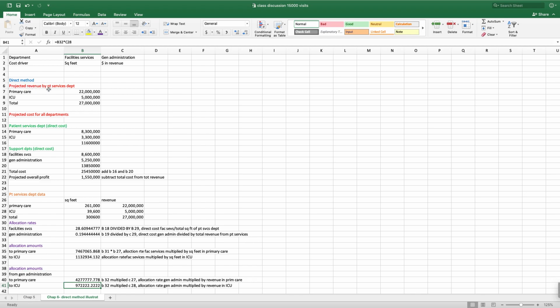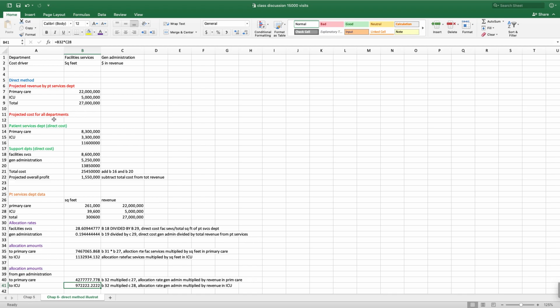The projected revenue by patient services department is calculated first. So primary care revenue is 22 million and the revenue by ICU is 5 million. So the total revenue is the addition of these two, which is 27 million.